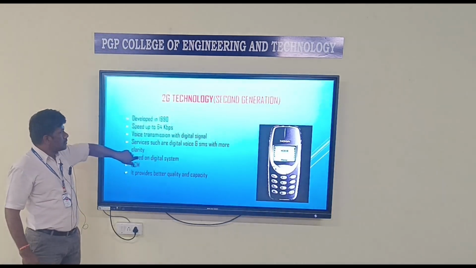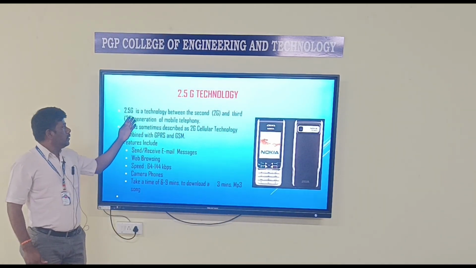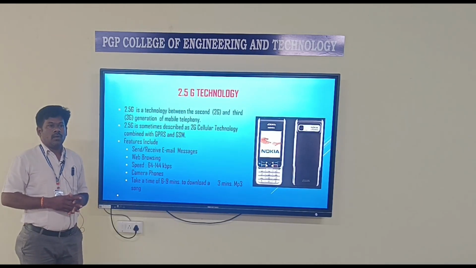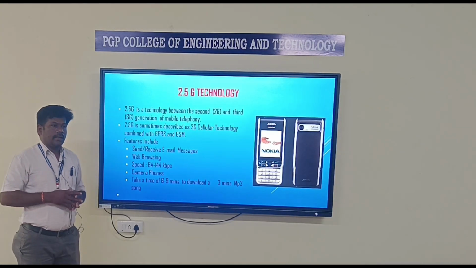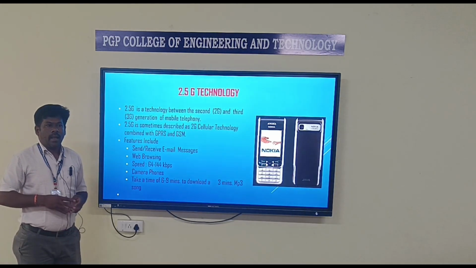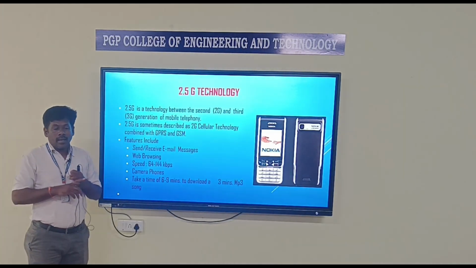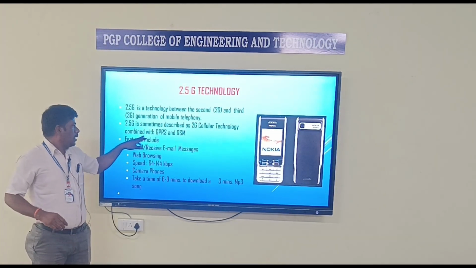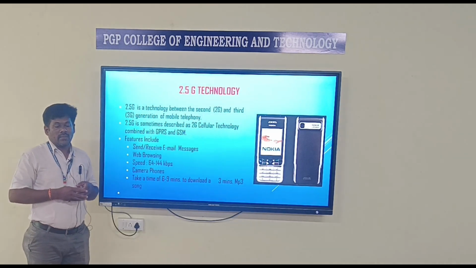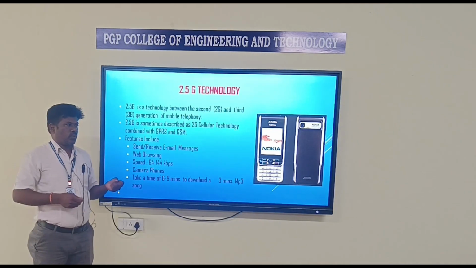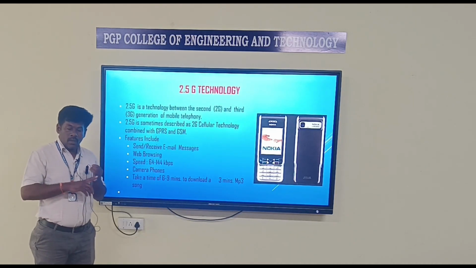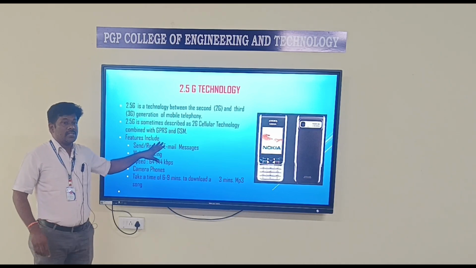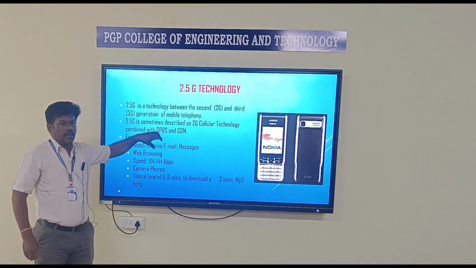Okay, now next we will see 2.5G. 2.5G is nothing but between 2G and 3G. We heard that once upon a time the 80s kids had those portable 2.5G phones, because in 2.5G they introduced GPRS, along with GSM. GPRS means General Packet Radio Services. Through this we are going to receive and use mail, and also MMS services. So the internet services were introduced at a better speed.